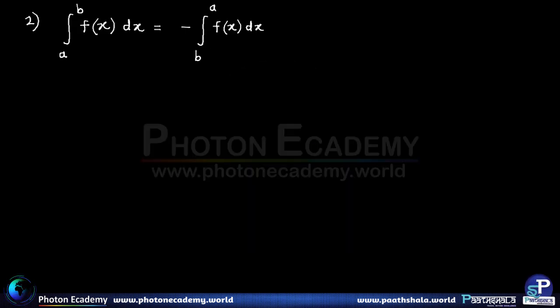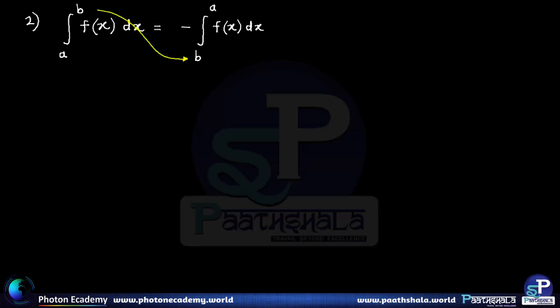Now here integral of f of x from a to b is equal to minus the integral of f of x from b to a. So here the change on two sides is that the limits are interchanged, that is the upper limit and lower limit are exchanged. So if that is the case, then the integral becomes negative of the original.